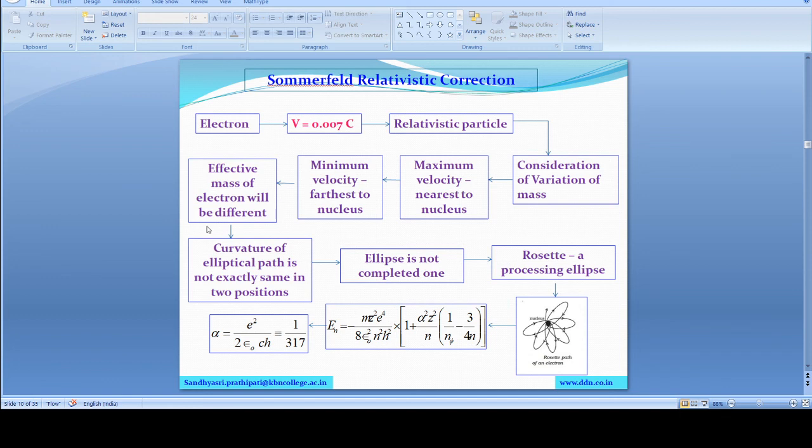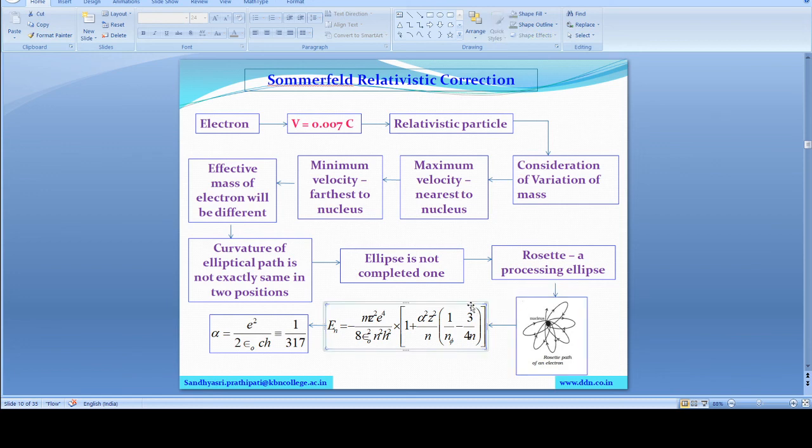So the effective mass of the electron will be different. Effective mass is m equal to m naught by root of 1 minus v square by c square. So the curvature of the elliptical path is not exactly the same at two positions. Right? So the ellipse can never be closed or completed. This precessing ellipse pattern is called the Rosette pattern. This is the Rosette pattern.